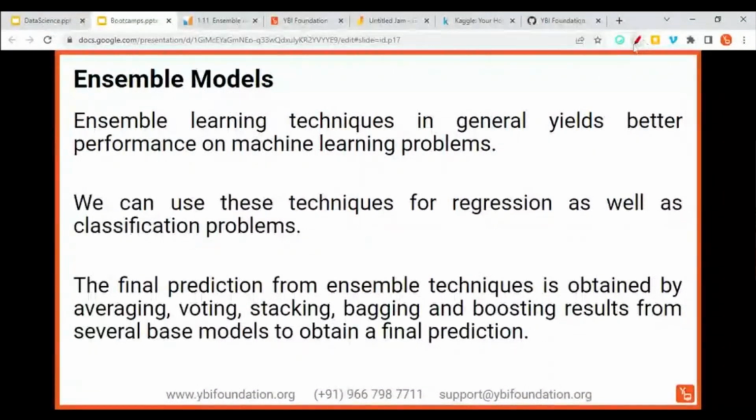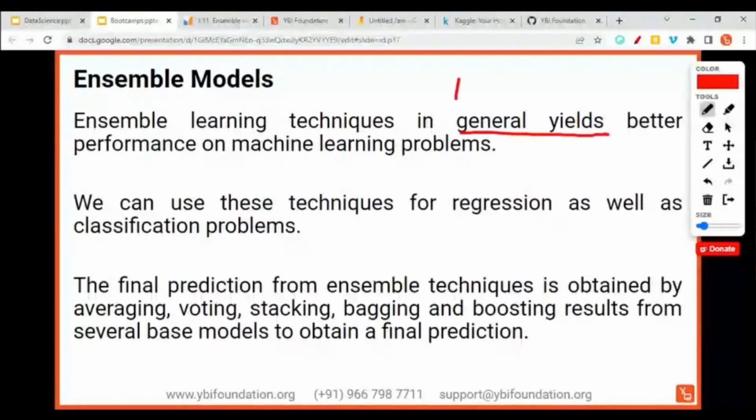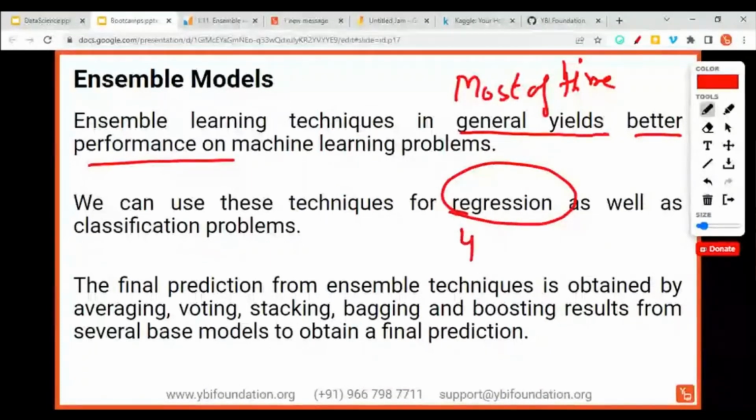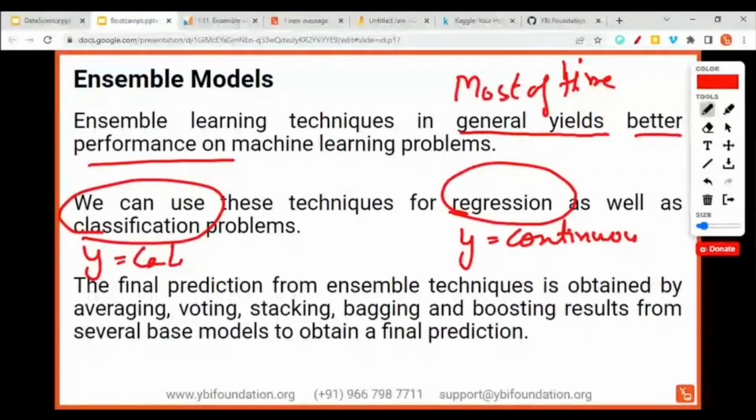Okay, so it generally yields, and again I will write, instead of generally, most of the time you will find they will give better performance, right? And your ensemble models can be used for regression, meaning y is continuous, or classification, meaning y is categorical. So ensemble models are those models which perform very well, perform superior, having high accuracy, low error, and are able to solve both the classification problem, meaning a categorical prediction, and a continuous or regression problem, right?